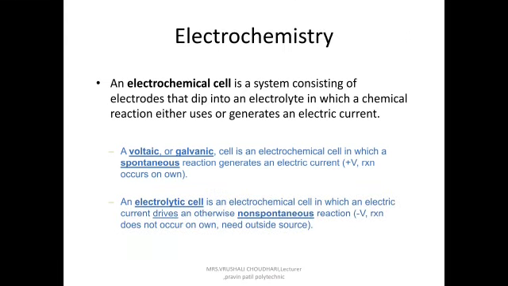An electrolytic cell is an electrochemical cell in which electric current makes a chemical change, meaning electricity is utilized, electric energy is converted to chemical energy.